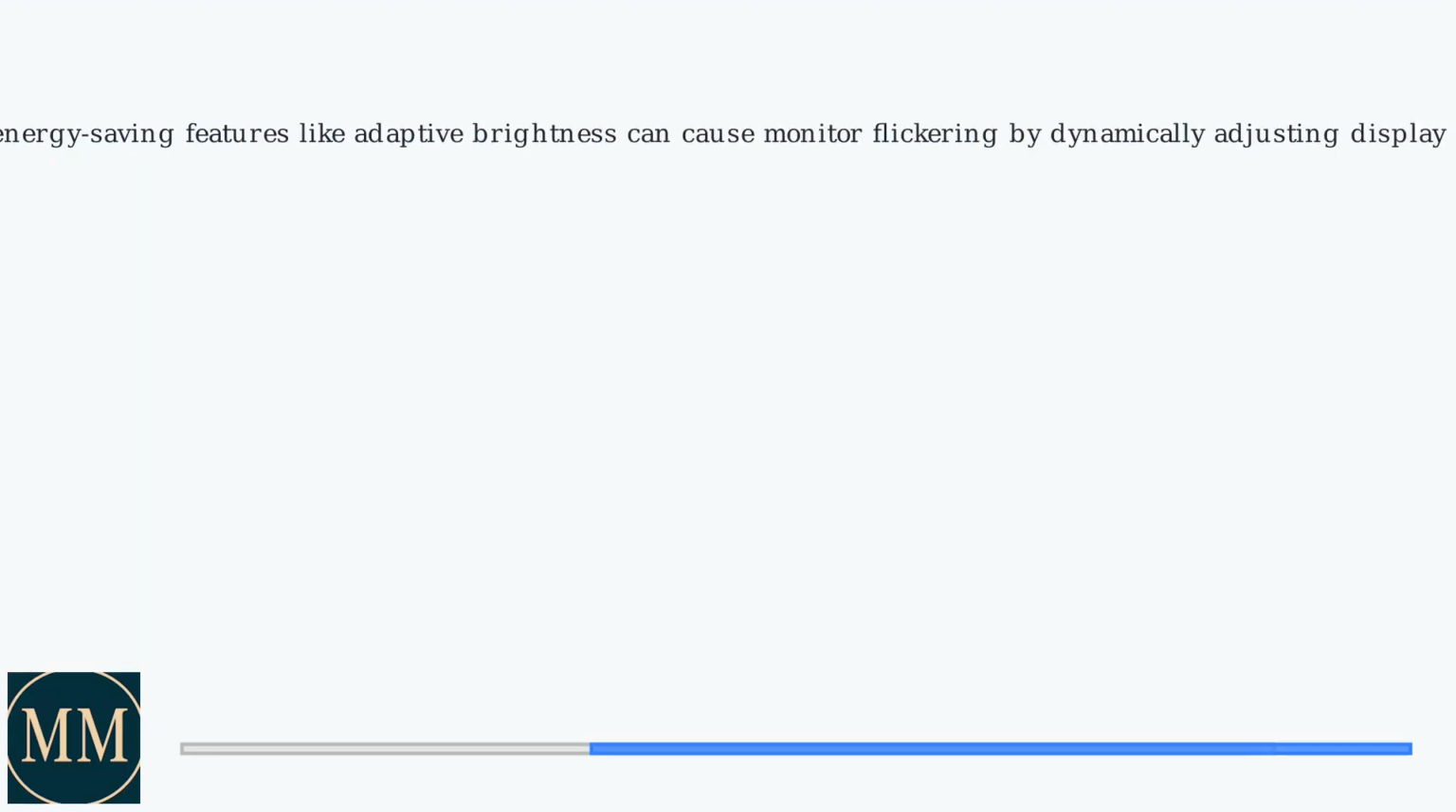macOS energy-saving features like adaptive brightness can cause monitor flickering by dynamically adjusting display settings. These automatic adjustments may conflict with your LG monitor's refresh rate, leading to unstable visuals. To disable adaptive brightness, open System Settings and go to Displays. Look for the Automatically Adjust Brightness toggle and turn it off.